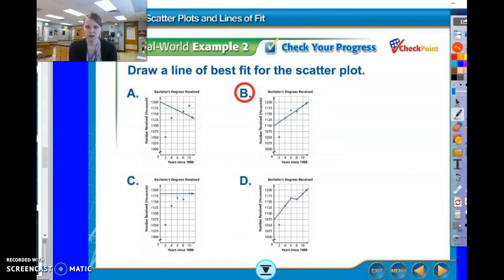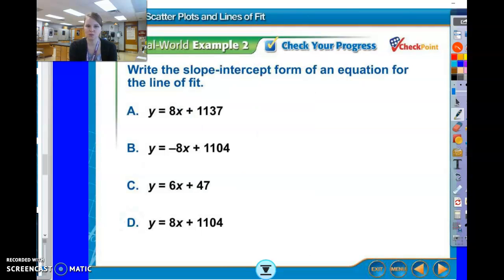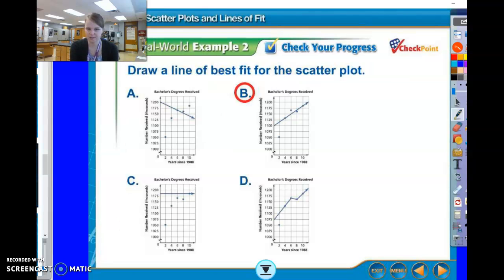I chose this one. I thought this matched up with the data the best, so let me know if you have questions. The next one says write the slope-intercept form of an equation for the line of best fit. Pause right here, see what you can do, and actually I'm going to scroll back. So we're going to do slope-intercept form of this equation. So pause and see what you can do.